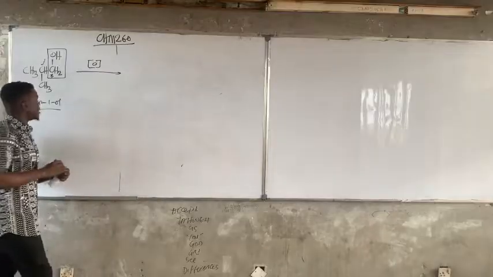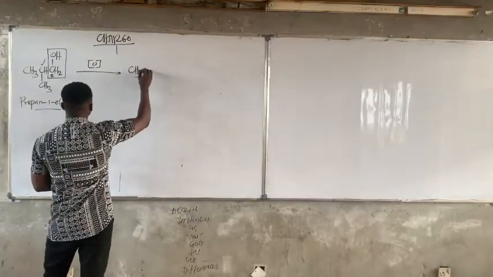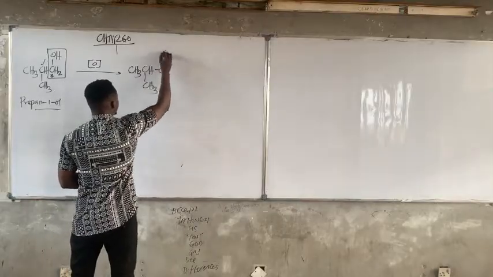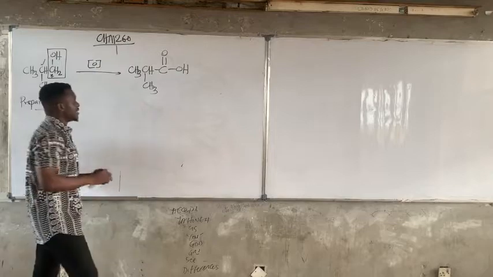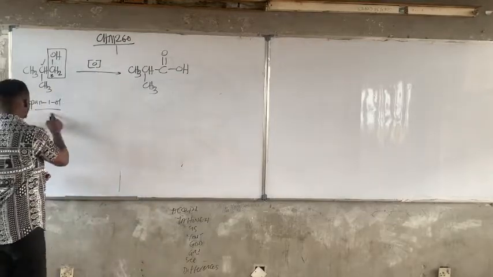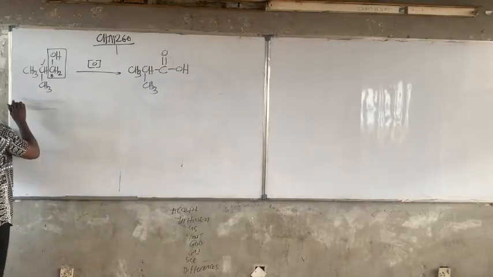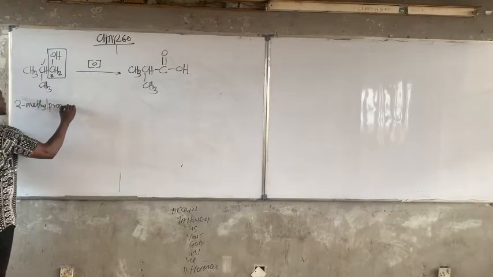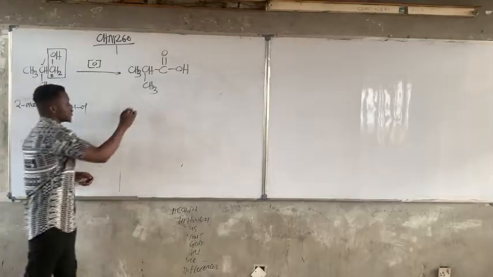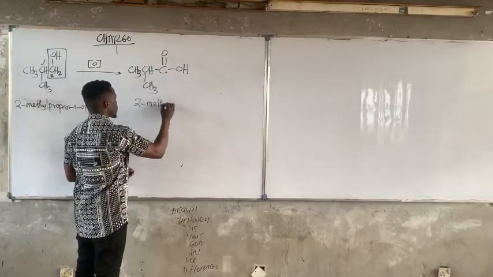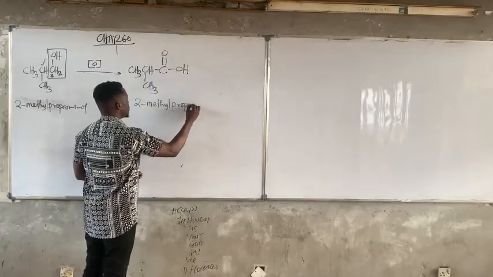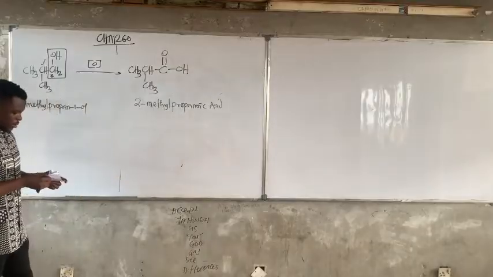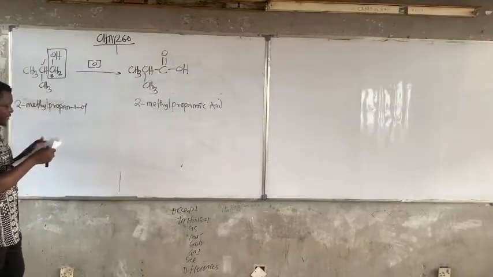So this becomes CH3, CH, CH3, COOH. That is it. So this 2-methylpropan-1-ol will now be 2-methylpropanoic acid. Okay, so that is that for that question.